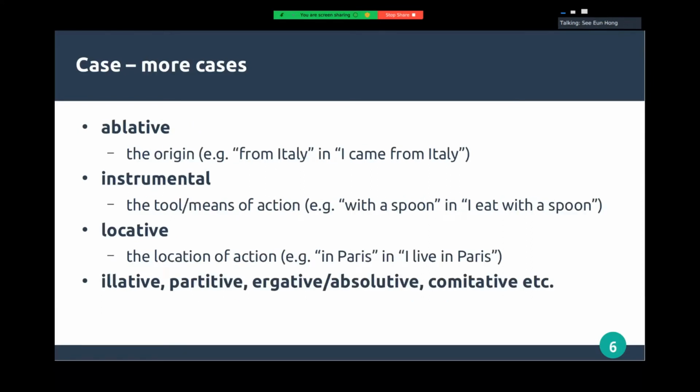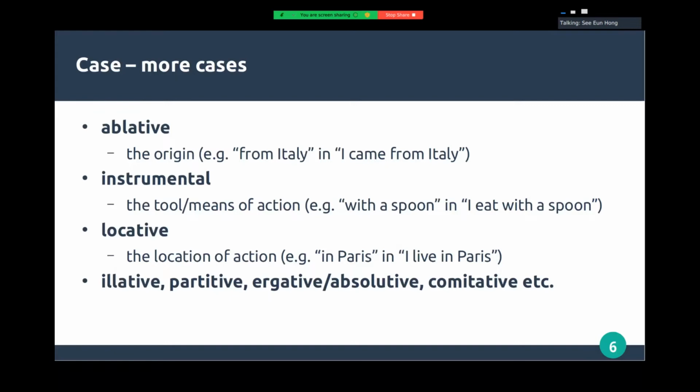And these are some of the more obscure and rare cases, but they're still very common. The ablative is the origin or the starting place. So if I say, I came from Italy, Italy is the ablative. Instrumental is when a noun is used as an instrument or the tool of an action. Like when I say I eat with a spoon, the spoon is the instrument with which I perform the action of eating, so it's in the instrumental case.